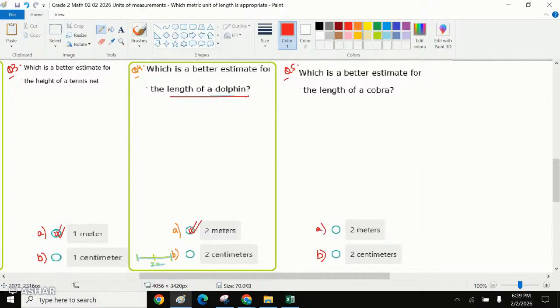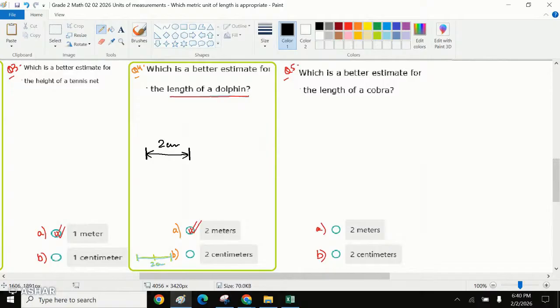No, it cannot be centimeters. It has to be meters. The length of the dolphin has to be meters. See, I'll draw a black line over here. Have we seen this big dolphin ever? This is 2 centimeter. It's very small, right? We cannot have a 2 centimeter dolphin.